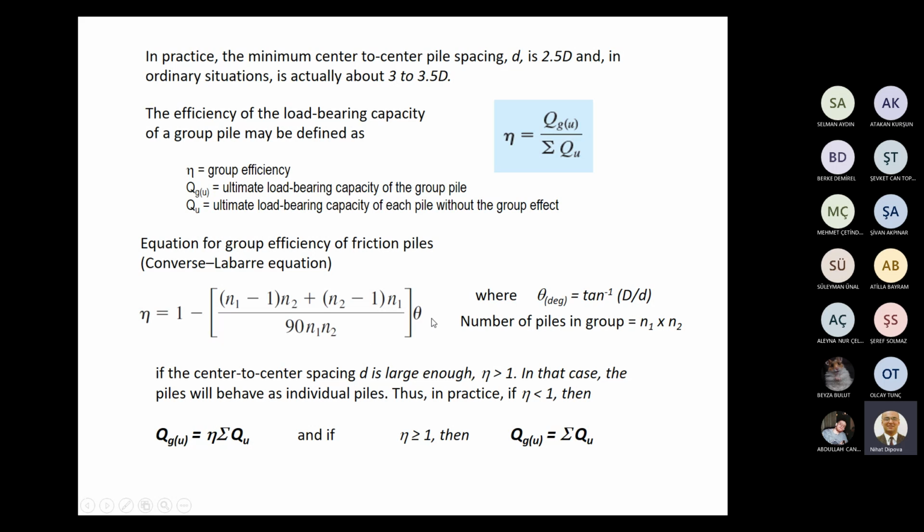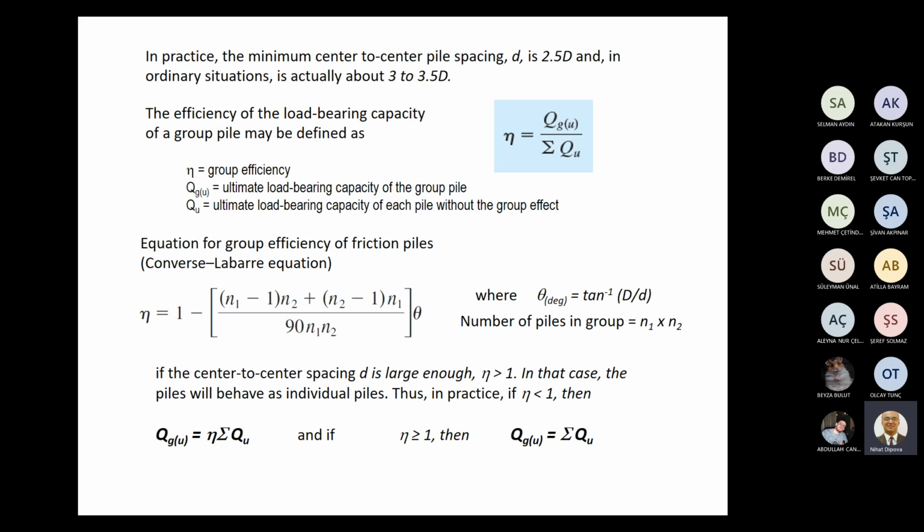What else do you see here in this equation? Theta. Theta is in degrees and equals the inverse tangent of capital D over d, diameter divided by spacing. If the center-to-center spacing d is large enough, then this parameter eta will be greater than 1. In that case, the piles will behave as individual piles.